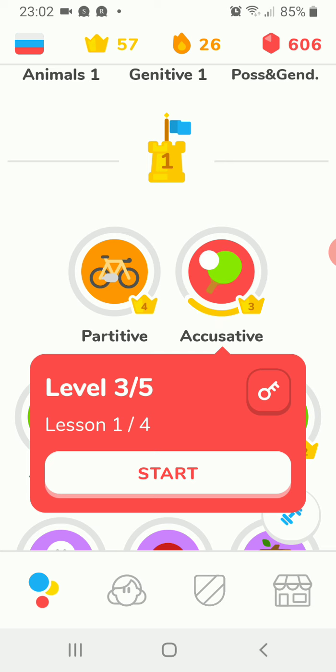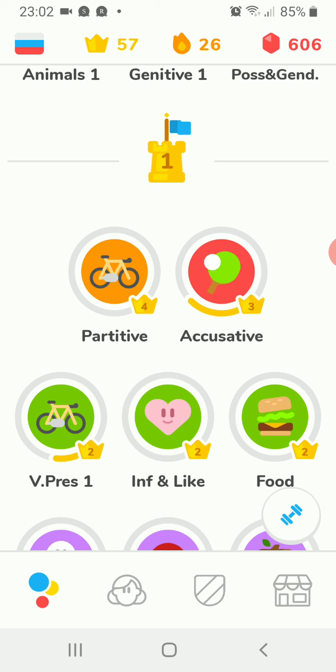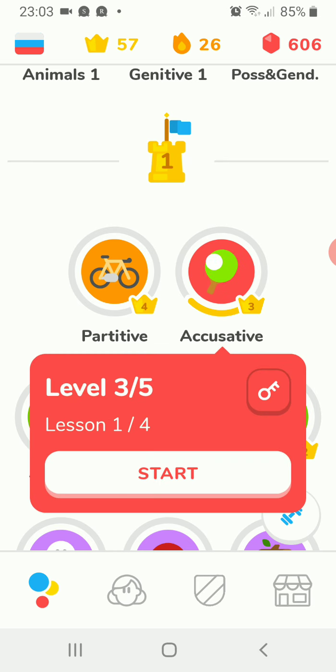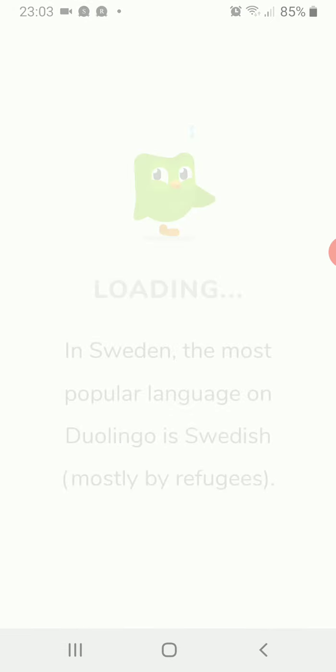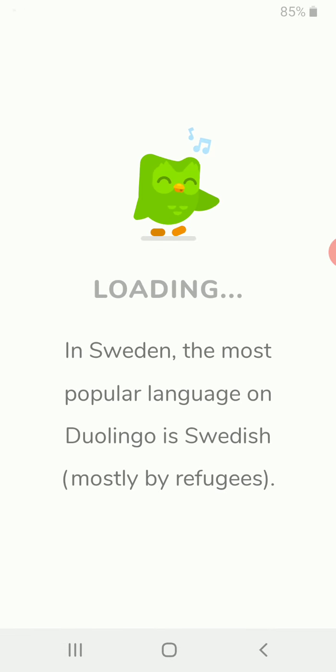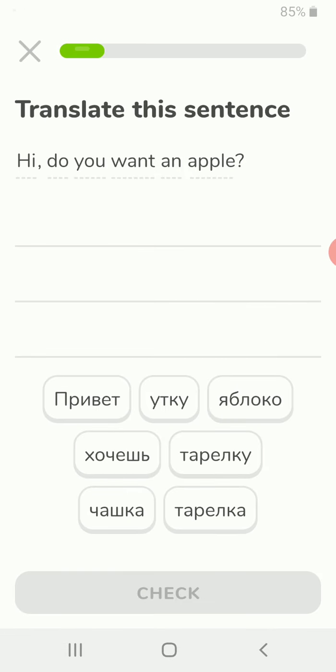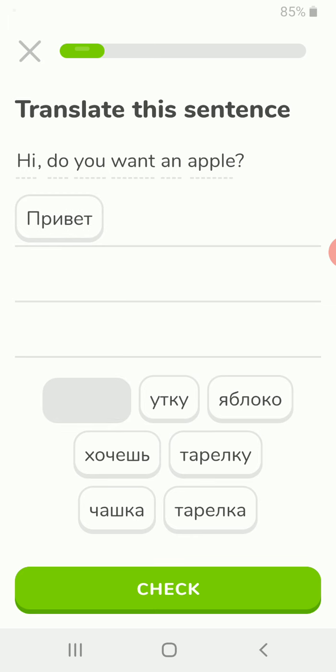Partitive and accusative. So we're doing accusative. It's very difficult for me to understand the grammatical rules here. It's all abstract and it's not good. It means that I'm not really learning here. I'm just... Привет, hi, do you want an apple?